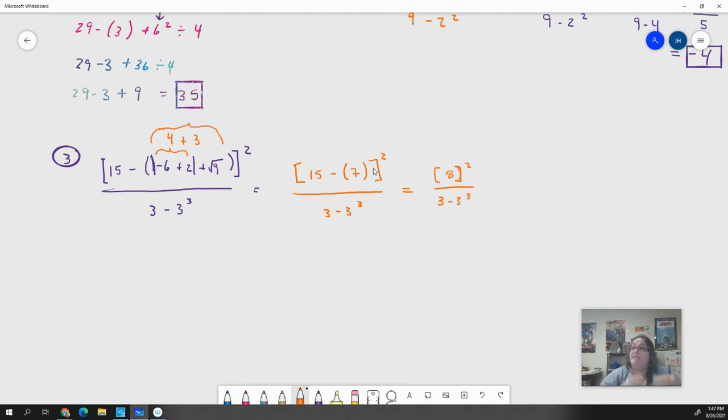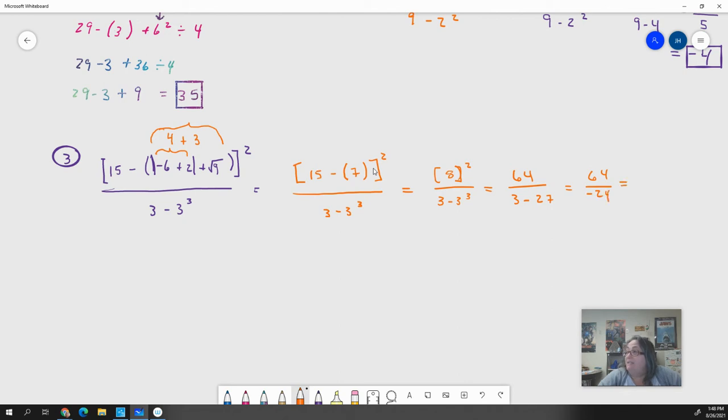Now everything inside our groupings are taken care of. There's nothing going on inside the grouping, so we can move on to exponents. Our first exponent we get is 8 squared. Well, that's 8 times 8, which is 64. Then we have 3 minus 3 cubed. Well, that's 27. So we have 64 over 3 minus 27. Well, 3 minus 27 is just -24.